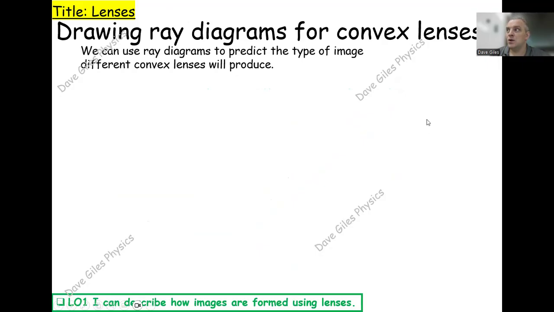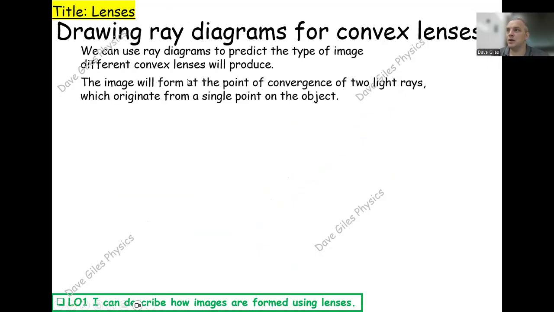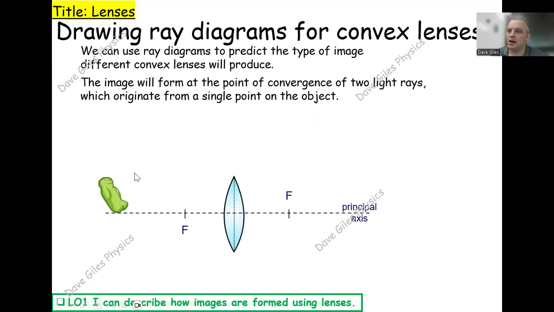So this is the term we'll be using quite a lot, these two, focal point and focal length. So when we draw a ray diagram for a convex lens, we can use the ray diagram to predict the type of image different convex lenses will produce, because you get different ones depending on where the object is. The image will form at the convergence of two light rays, which originate from a single point on the object. So here, I've got my gummy bear man, and I've got a lens here.